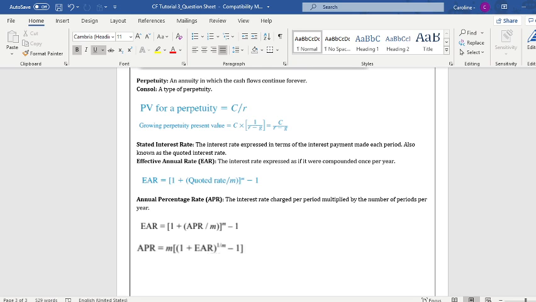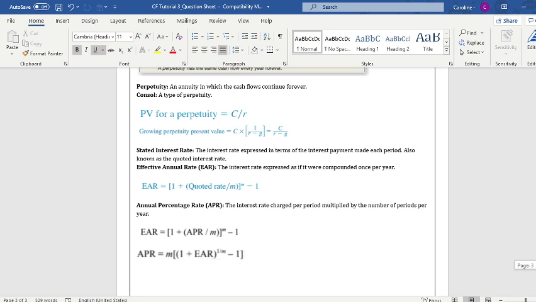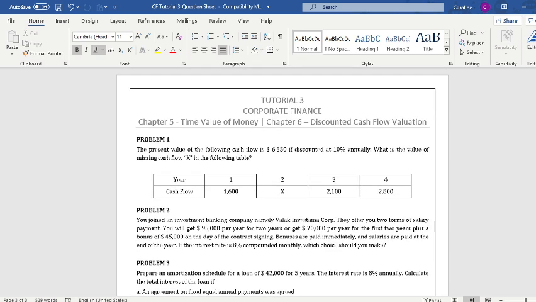Okay, so in real life, you might find, for example, loans that have different compounding methods. For example, loan A is compounded monthly, while loan B is compounded daily. How do you compare which loan provides you with the lower interest rate? You can use the effective annual rate to compare those kinds of loans, okay? So in order to further your understanding of this chapter, we are going to move on to the questions.